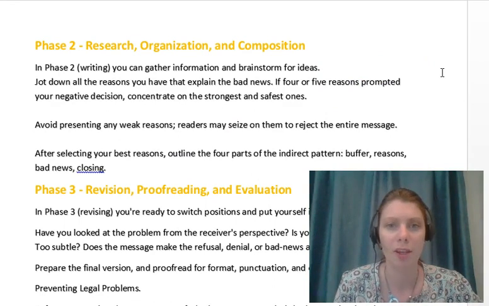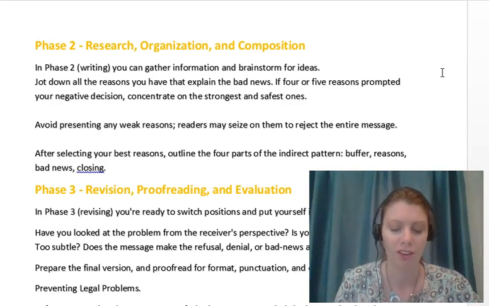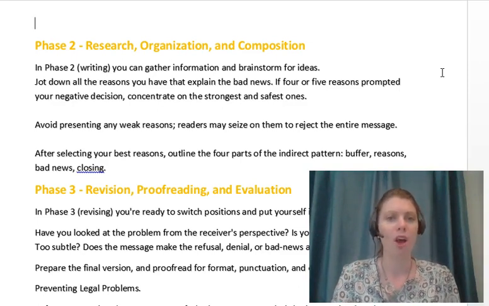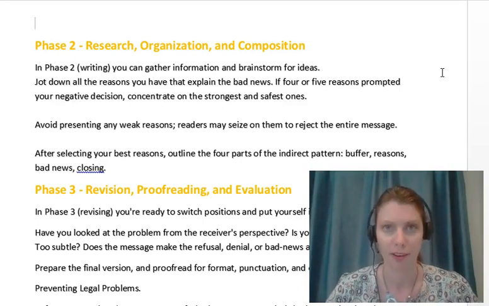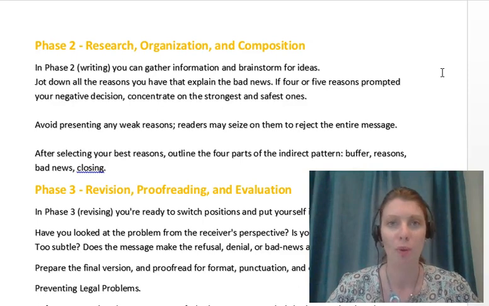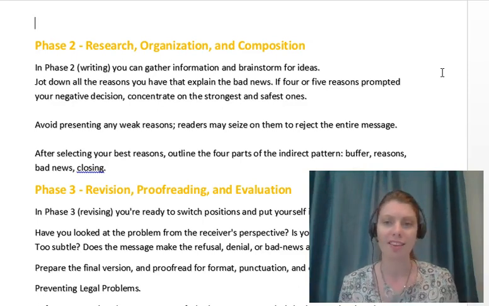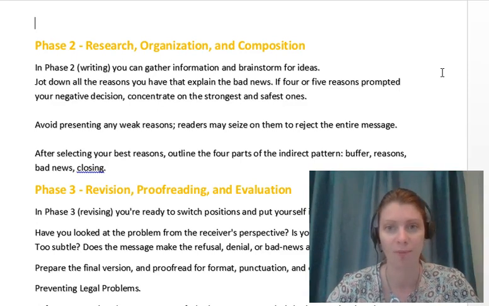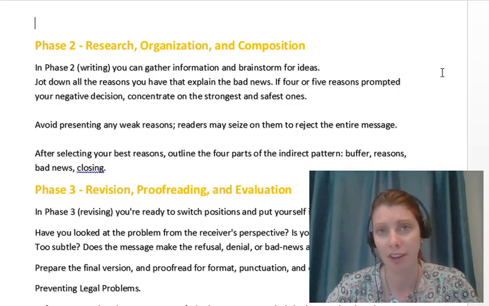You can gather information and brainstorm ideas, jot down all the reasons that you have that explain the bad news. If 4 or 5 reasons prompted your negative decision, then concentrate on the strongest one, or the safest one, so to speak. Avoid presenting any weak reasons to the reader, because they might see it like a loophole and they'll approach you later and say, well, this isn't a good enough reason. So stick to the strongest, most important ones, the ones that really influenced your decision. And after selecting your best reasons, outline the 4 parts of the indirect approach.